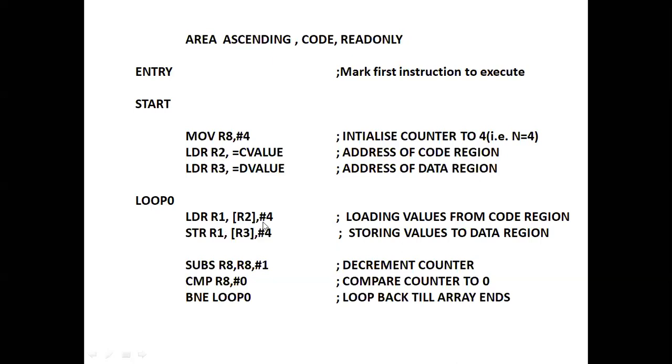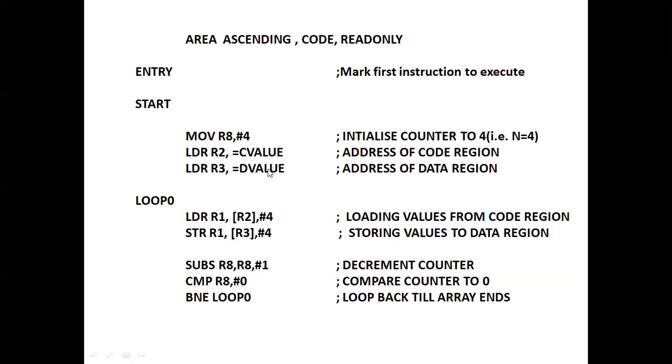Next, LOOP0: LDR R1, [R2], #4. Remember, when you write a register with a bracket, it contains an address. From that address in R2, the code region value, whatever data is there, you are moving to R1. At the same time, R2 is incremented by 4, because it is 32-bit data. And then STR: the content of R1 we are moving to the location of the data region D_value, and at the same time R3 is incremented by 4.